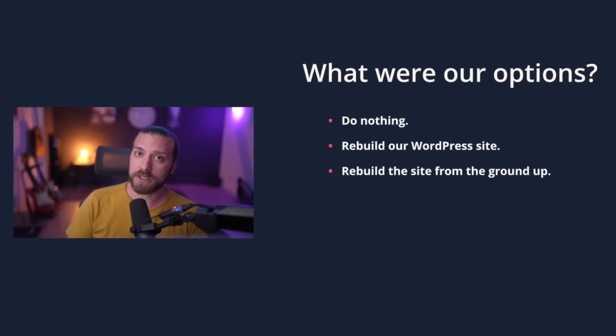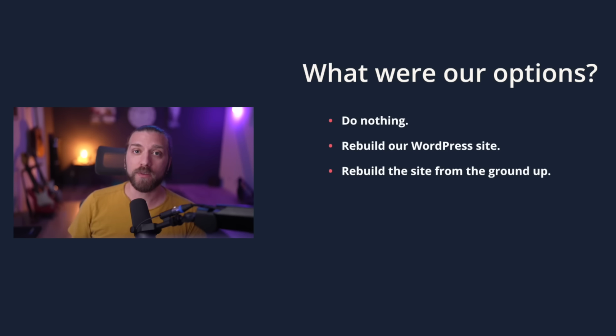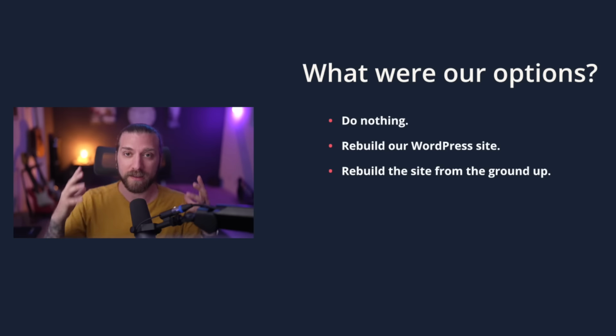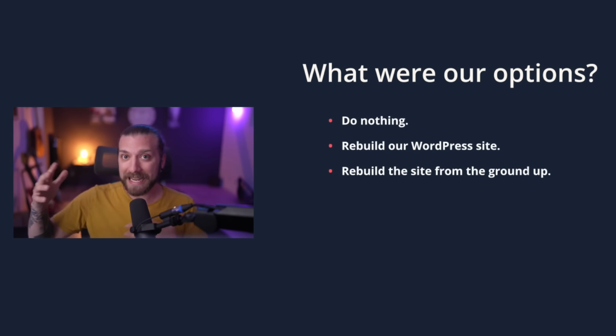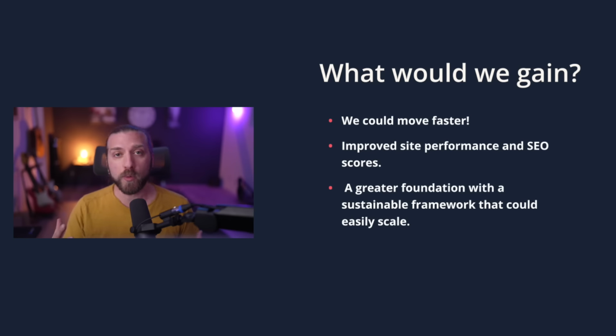Number 2, what were our options? 1, we could do nothing. We could just let it continue on. The second was we could fix what we currently had. We could rebuild how we used WordPress and continue to use that for generating our site. We could spend a pretty significant amount of time rebuilding how we use WordPress. And third, we could take that same amount of time and rebuild the site with a brand new architecture or framework. And then I had to communicate, well, what would we gain by pursuing this new project?